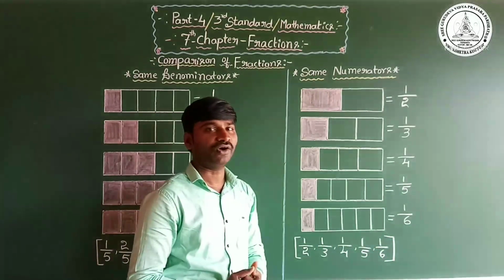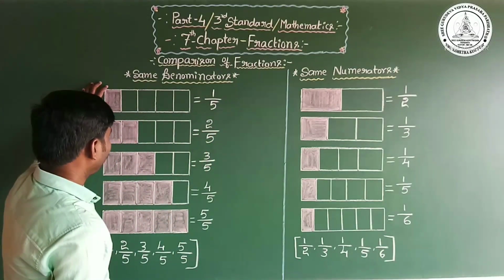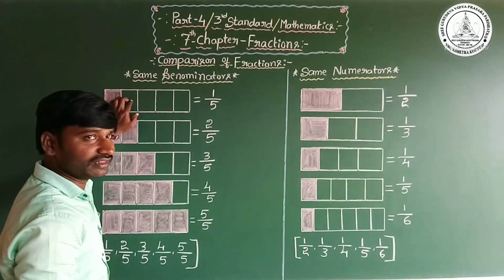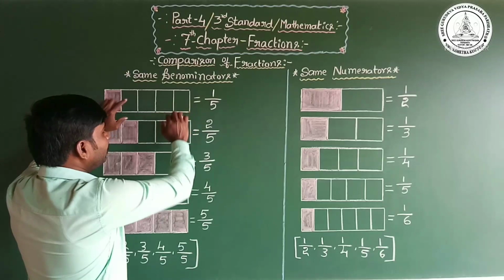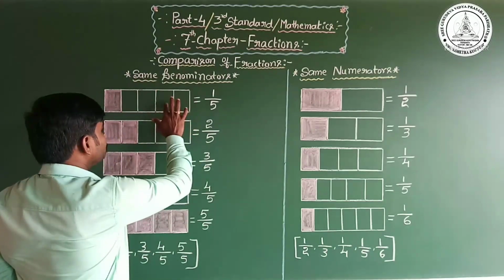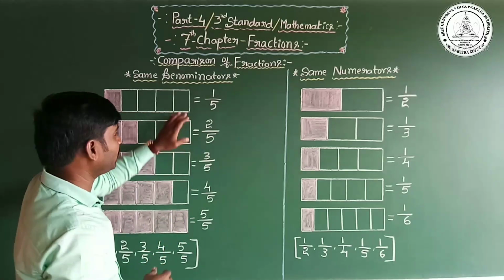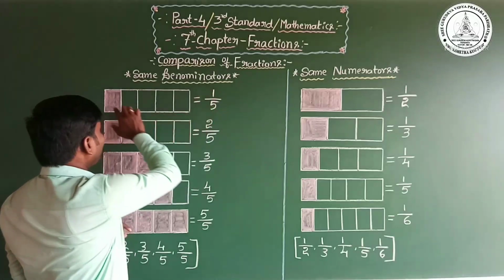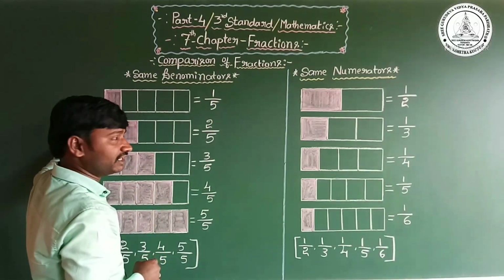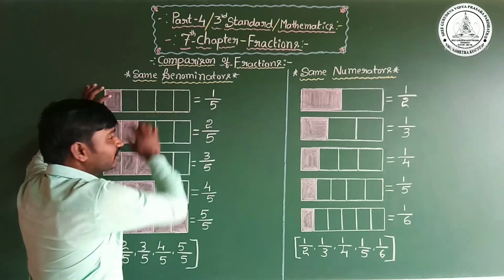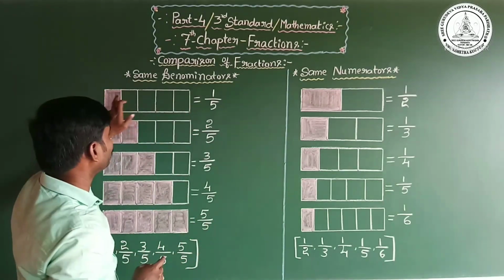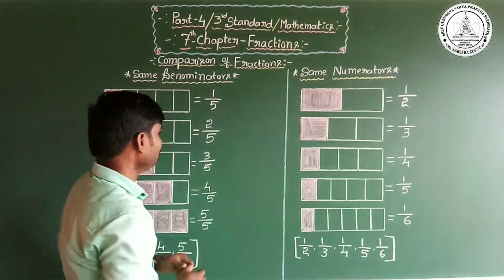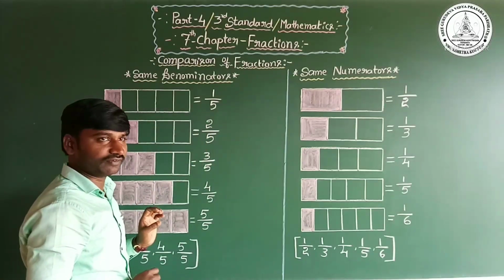We discuss it now. Observe the first figure, all of you. This is a rectangle divided into 5 equal parts: 1, 2, 3, 4, 5. Of these 5 parts, one part is shaded. Out of 5 parts, one part is shaded. It means we write the fraction 1 by 5. Clear? Then observe the second rectangular figure.